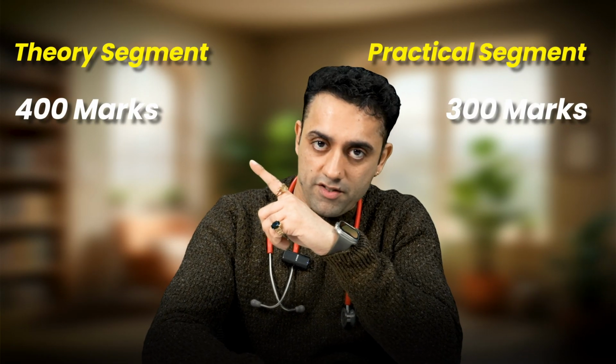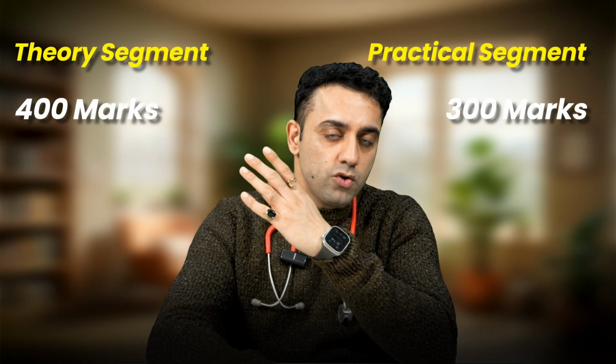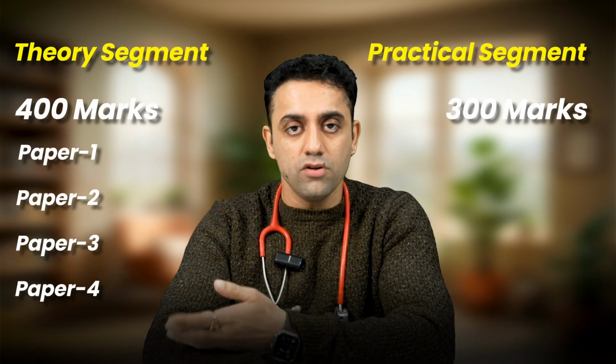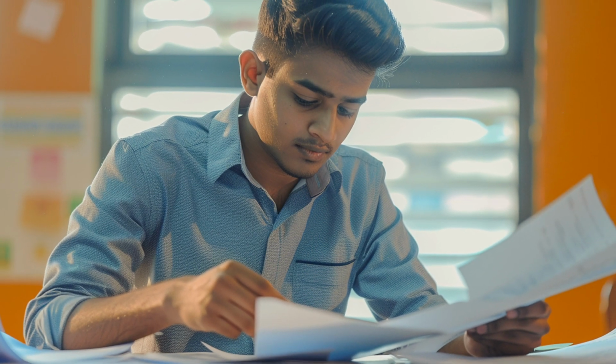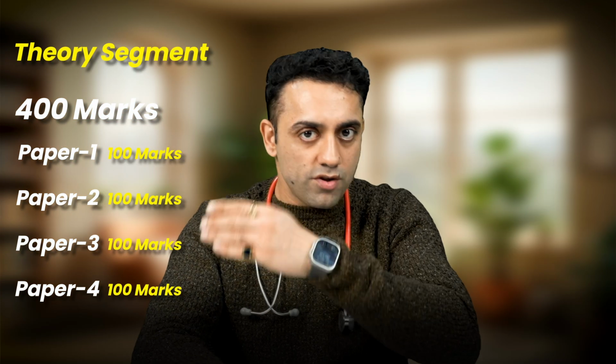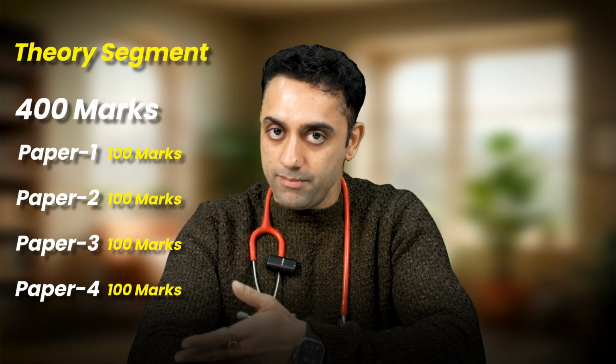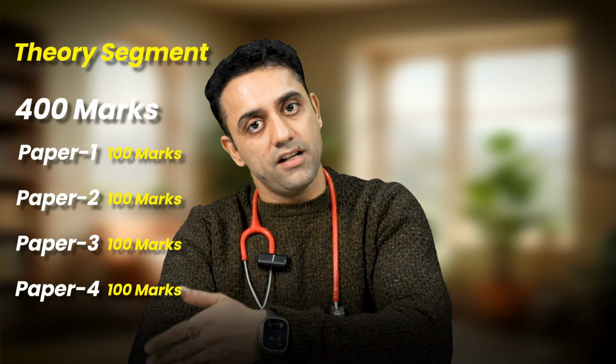The theory segment, which is of 400 marks, is divided into paper 1, paper 2, paper 3, paper 4, 100 marks each. Whenever you give a DNB theory paper, your total theory paper is 400 marks and there are 4 papers, and each paper consists of 100 marks. So the total is 400 marks.